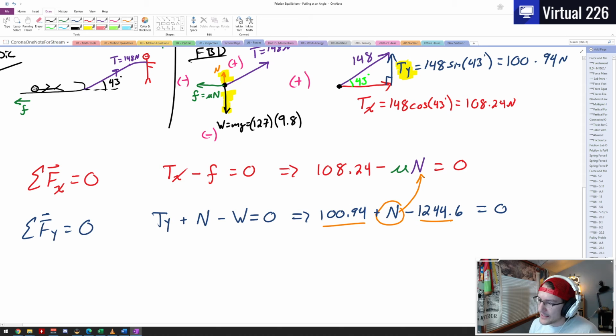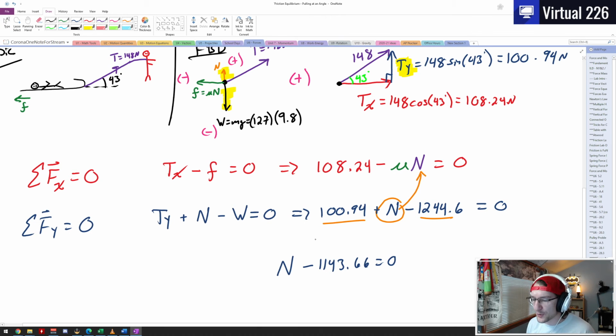And when I solve for it, I can put it back up here, and then I can solve for the coefficient of friction. So let's solve for the normal force real quick by combining these numbers. 100.94 minus 1244.6 gives me normal force minus 1143.66 equals 0. And this pretty clearly means that our normal force has to equal 1143.66. We just bring it to the other side. I'll just put the equal sign there. So this is indeed our normal force.